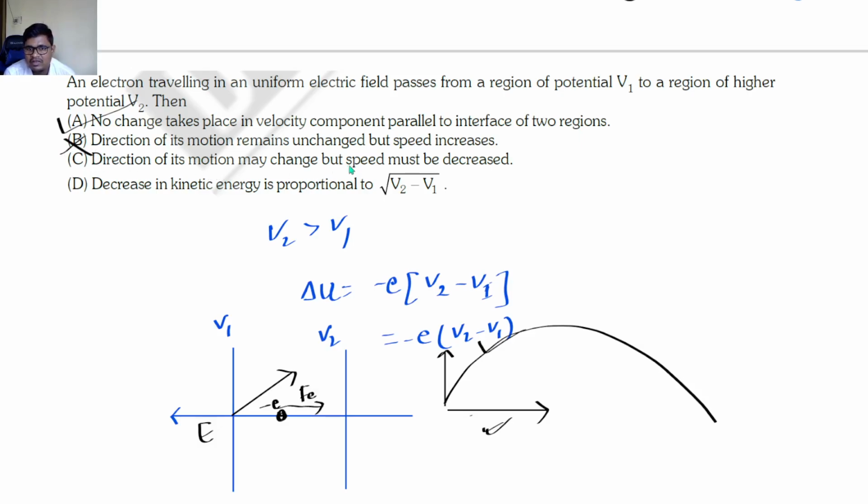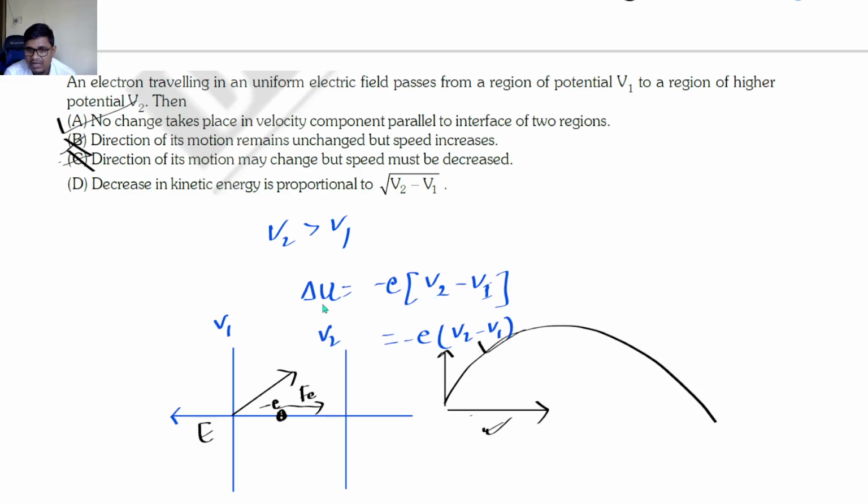Direction of its motion may change but speed must be decreased. No, speed should be increased because it is moving in the direction opposite to the electric field. So speed has to increase because potential energy is decreasing. Decrease in kinetic energy proportional to this one? No, kinetic energy will increase.